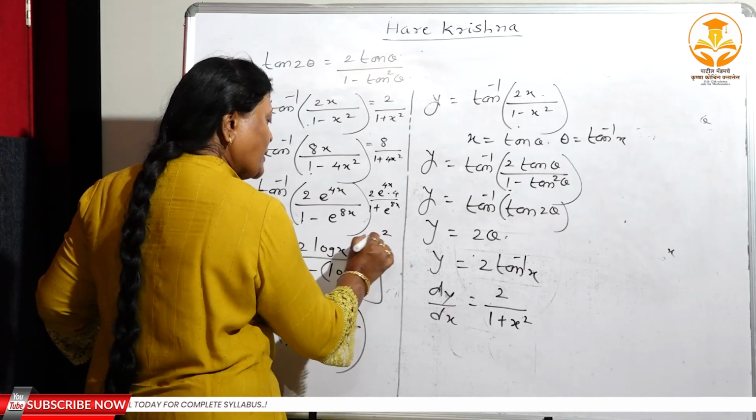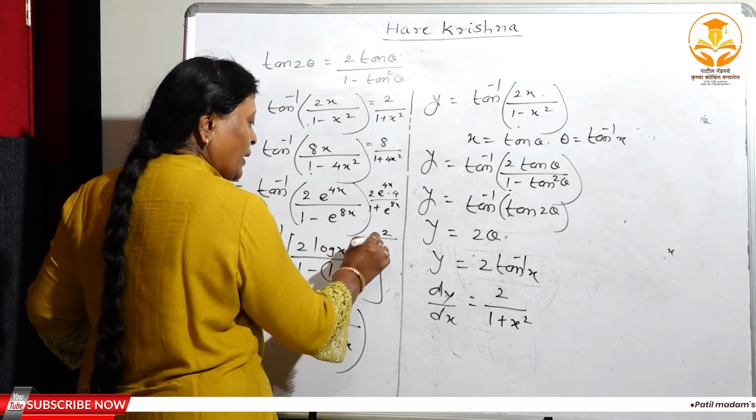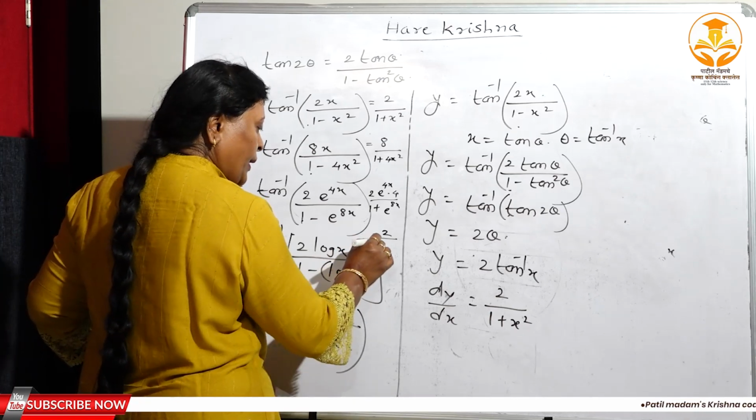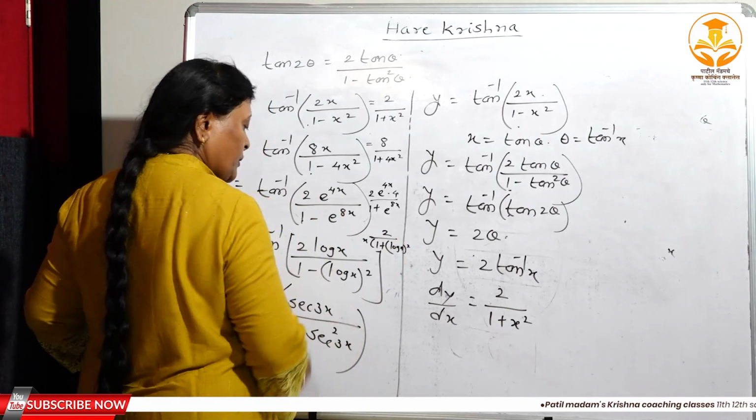Again 2 remains as it is. The derivative of log x is 1 by x, and the remaining term here, that is the denominator, 1 plus log x whole square. Right? This is the shortcut, isn't it?